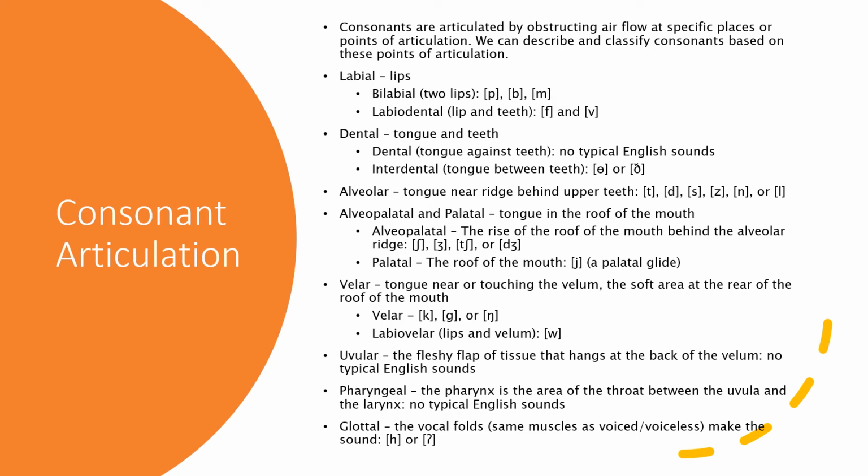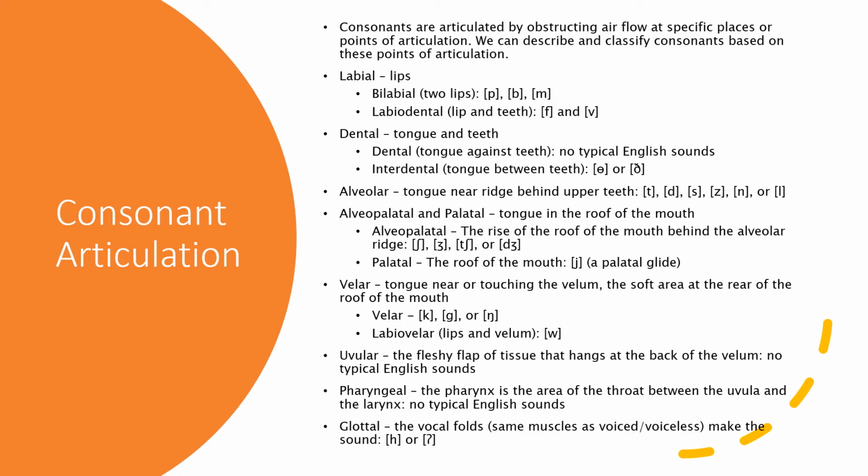Uvular then is that fleshy part that hangs in the back of your throat. When you look and you say ah, it vibrates in the back. We don't use that in English to make sounds, but it's important to note that not all the sounds we're talking about here are English sounds. There's lots of other sounds that can be used in different languages to make sounds that actually add up to meaning, right? Pharyngeal is once again that area in your throat between the uvula and the larynx. There are no typical English sounds there.